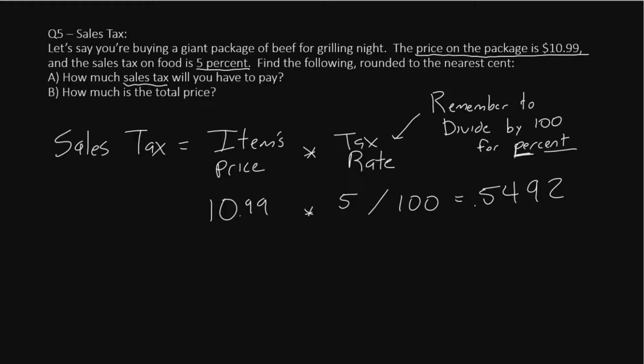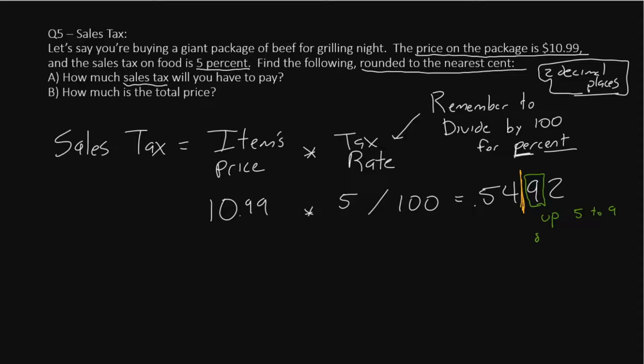Now there's one more thing to think about. We want to round this to the nearest cent. Now, in money, a cent means 2 decimal places. So that means we're going to cut this off after the 4. So right now it looks like we would say 54 cents. However, we have to think about the number that comes after the 4, because we round up if this is from 5 to 9, and we round down if this is from 0 to 4. Now, since this is between 5 and 9, that means that the next number is going to go up by 1.